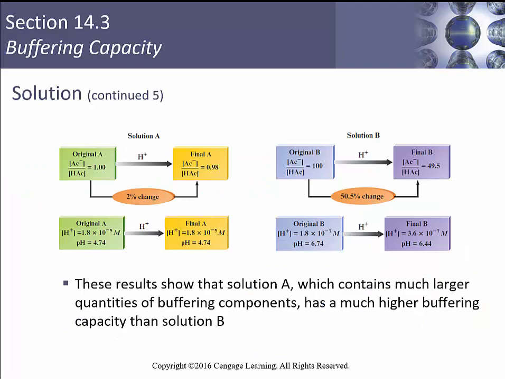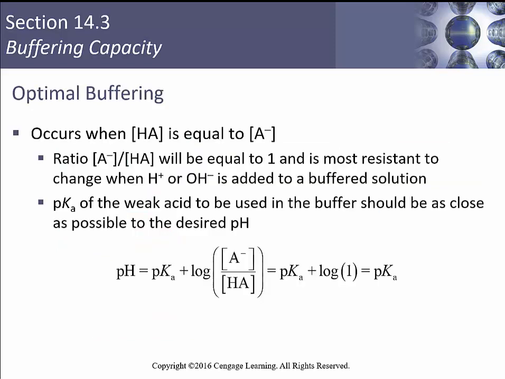So here's what you're going to do. In solution A, we had about a 2% change, and in solution B, we had about a 50.5% change. So solution A, which has a larger quantity of the buffering components, has a much higher buffering capacity than solution B. Optimal buffering occurs when our HA concentration is equal to our A- concentration. So that means it's got the biggest range to go in either direction. This ratio is going to start out as 1, and it's going to be most resistant to changes from either addition of strong acid or strong base.